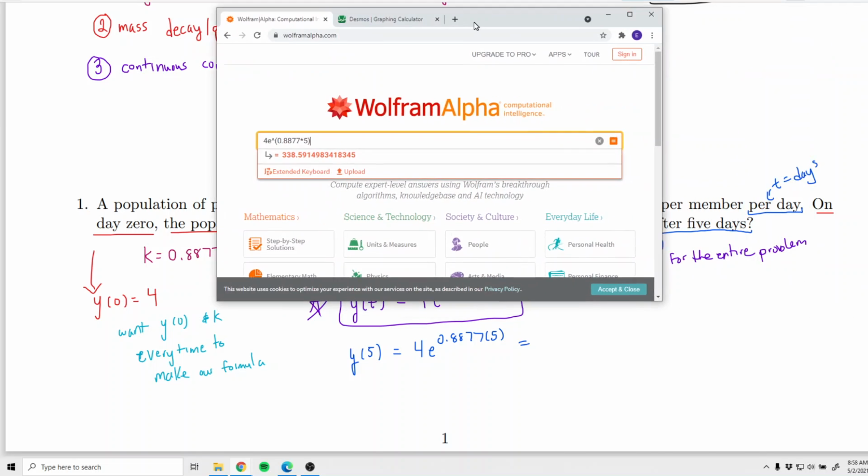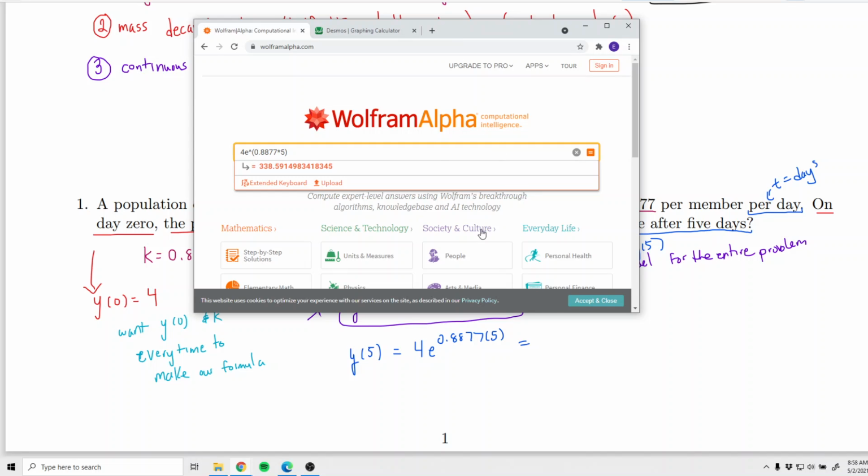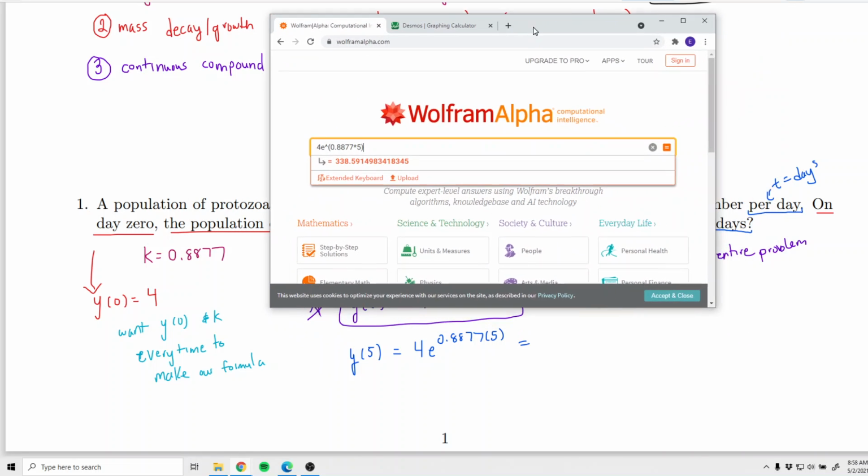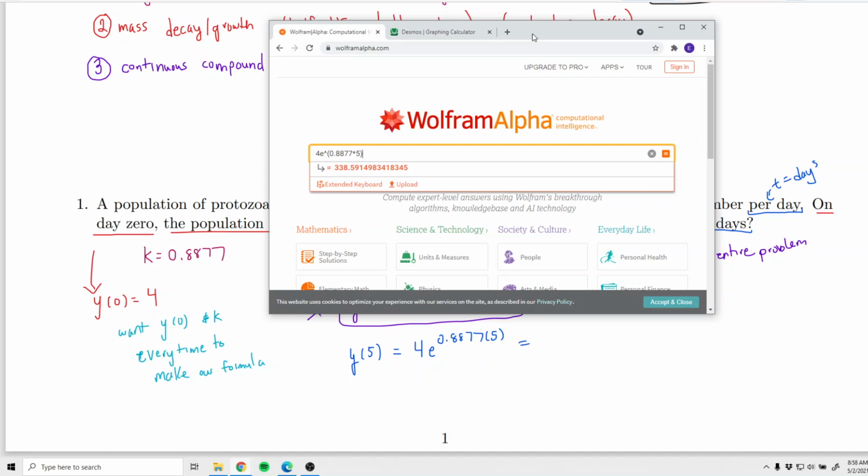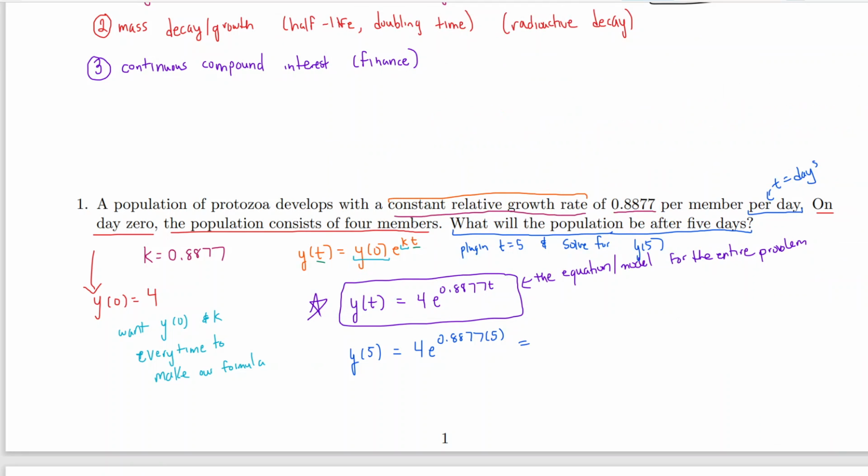Now, one thing I want to mention about this problem is it doesn't really state how to round, but a population, whatever it is, it can be bacteria, protozoa, whatever protozoa may be, maybe we have no idea what it is. It could be people, but populations are pretty much always rounded to the nearest whole number. So if you're not told for a population where to round, just assume it's the nearest whole number. And this rounds to 339. So our answer here, our population after 5 days, would be 339.